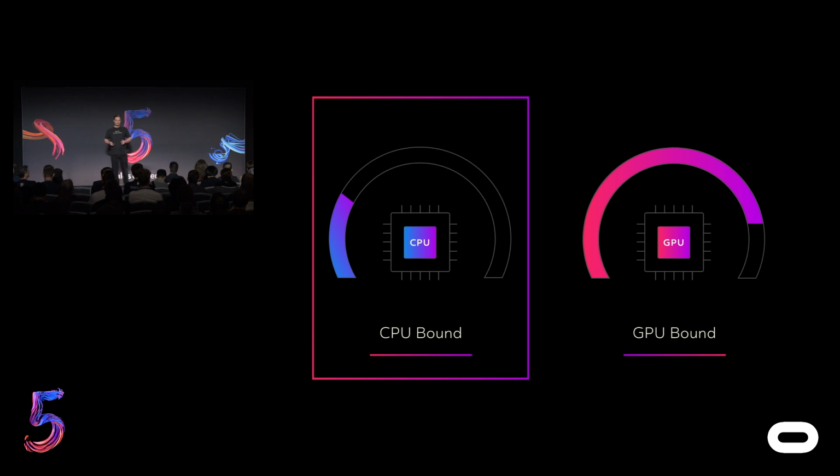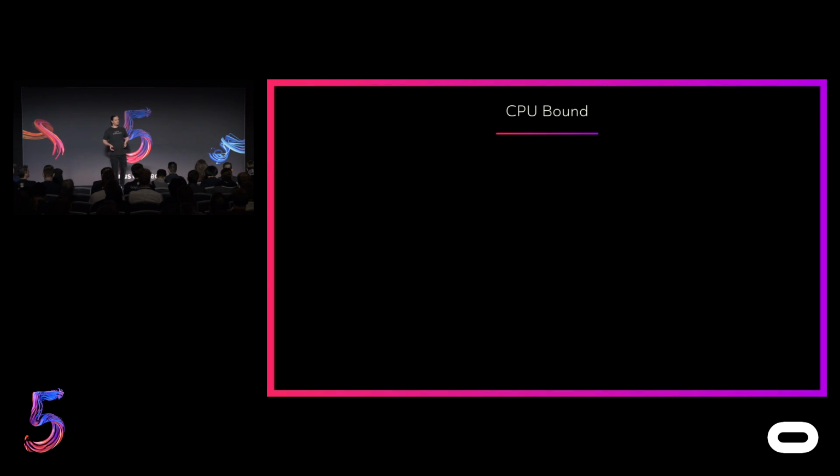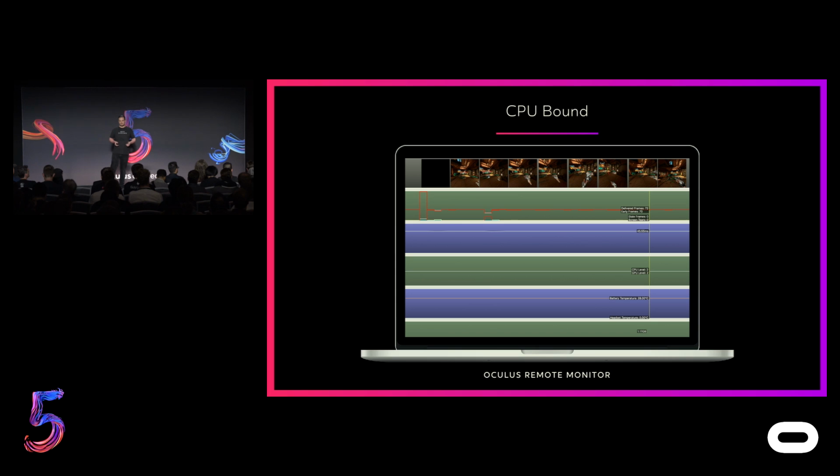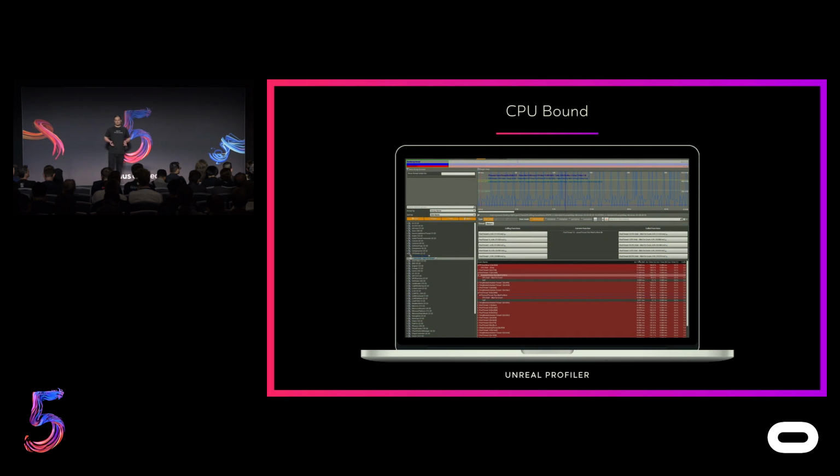So being CPU bound, you have to use some kind of an instrumented profiler to find where your actual hotspots in your code are. We provide the Oculus Remote Monitor tool, where you can set events in your code and see a video stream on the top at the same time to correlate where and why your performance is dropping. And all engines provide their own profilers. Unreal Profile is really good if you're CPU bound, so is Unity Profile.